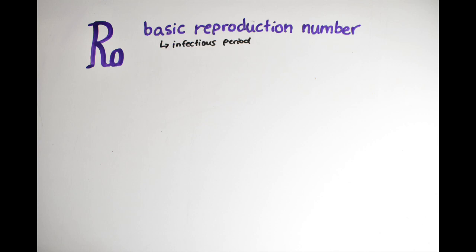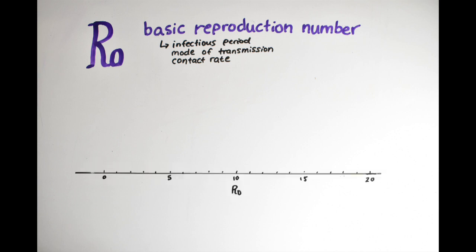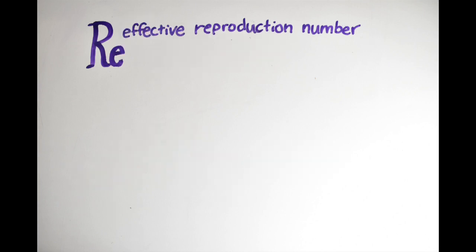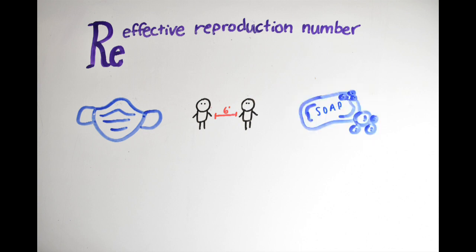The R-naught value calculated from developed models can be useful to gauge how contagious the disease is, and it accounts for the infectious period of the disease, the mode of transmission, and the contact rate between an infected and susceptible person. Measles, for example, is a highly contagious airborne disease, and thus has a very high R-naught value of 12 to 18. Current estimates for the R-naught of COVID-19 fall between 1 and 5, and many other diseases fall within this range as well. Tracking the effective reproduction number, RE, over time can be used to indicate the success of preventative measures such as wearing masks, social distancing, and diligent hand washing.